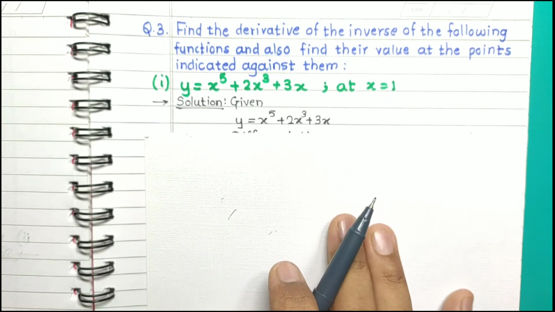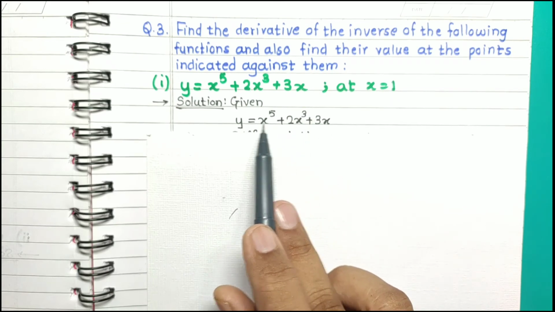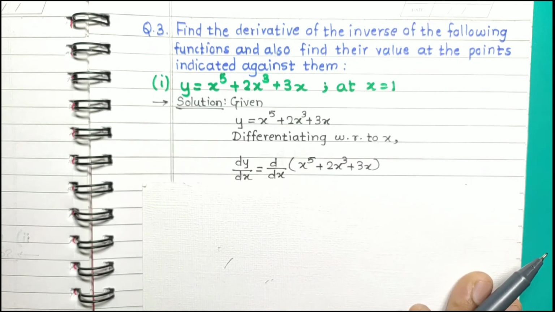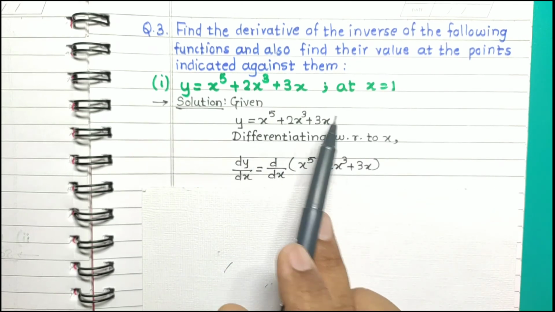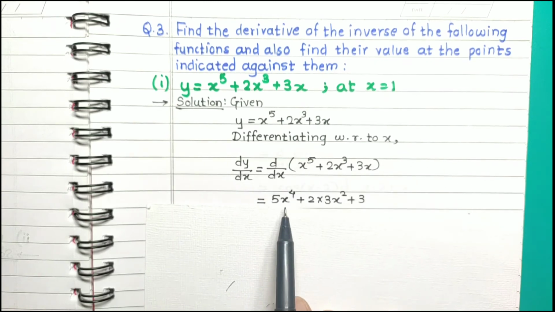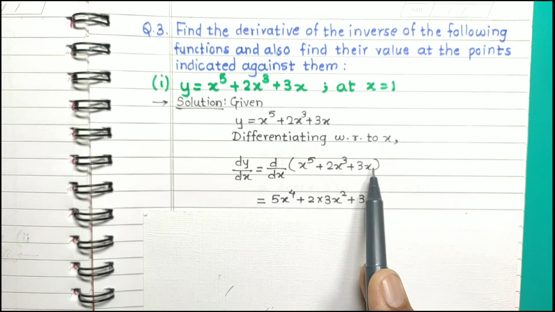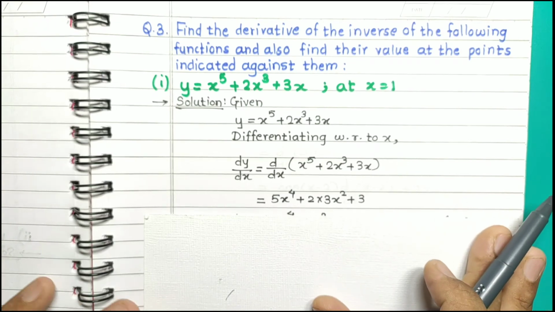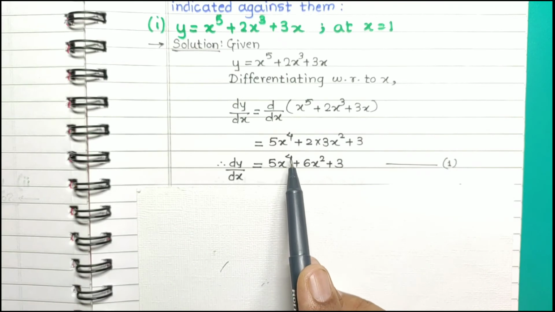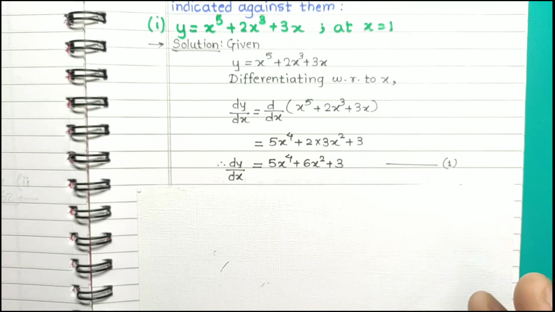The given function is y is equal to x raised to 5 plus 2x cube plus 3x. So we have to find the derivative. Differentiating with respect to x, we have dy by dx is equal to the derivative of this term. The derivative of x raised to 5 is 5x raised to 4. The derivative of 2x cube is 2 into 3x square, and the derivative of 3x is 3. So we have dy by dx as 5x raised to 4 plus 6x square plus 3. Call it equation number 1.